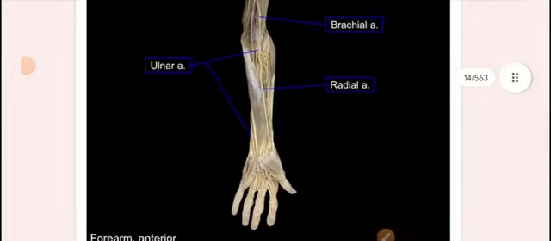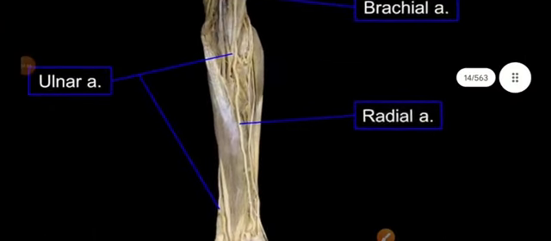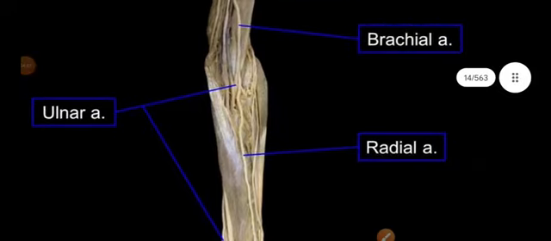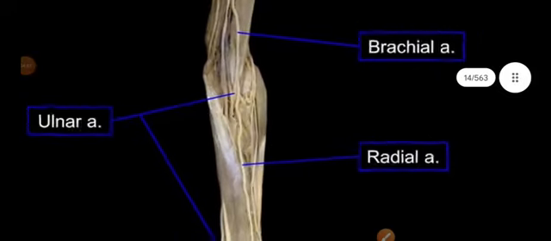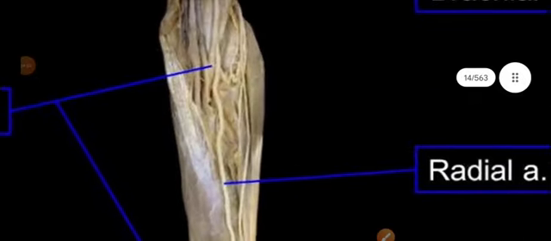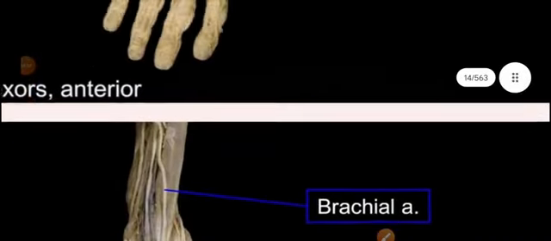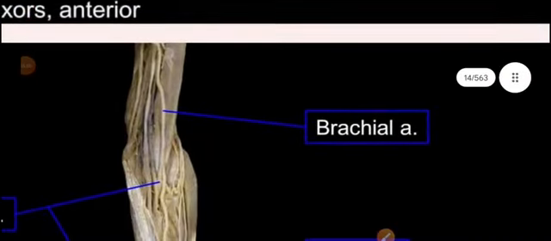Now the next figure shows the forearm anteriorly, where we can see the ulnar artery, which is present here, and the radial artery. The upper one is the brachial artery.